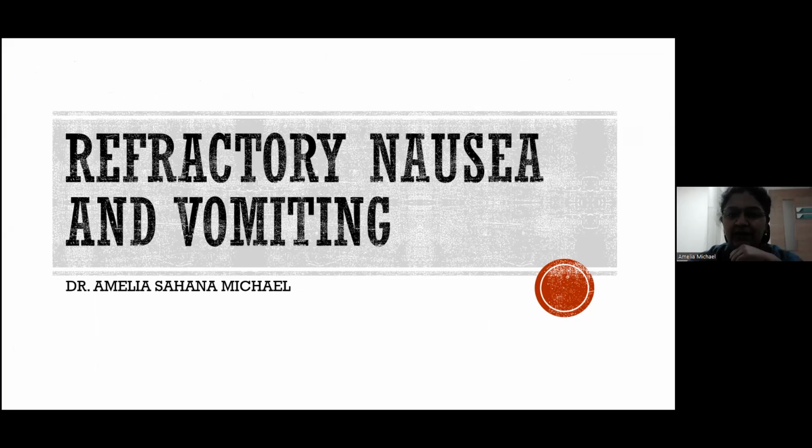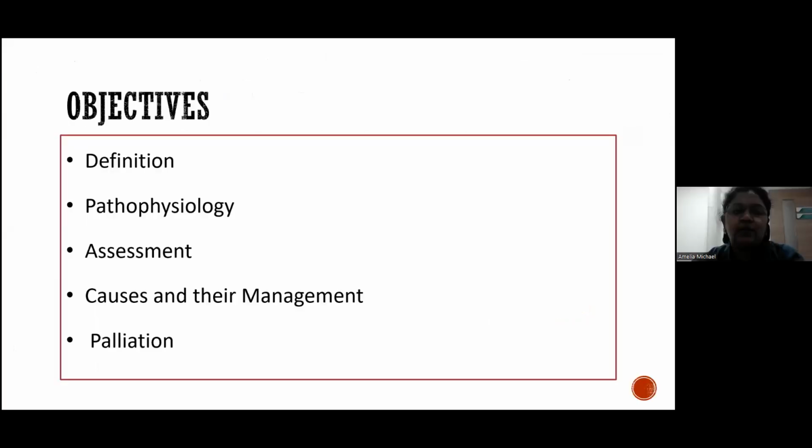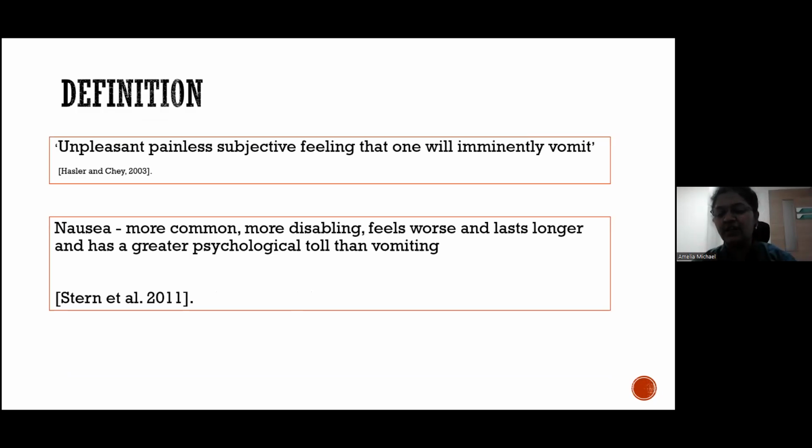So the topic that I also have is refractory nausea and vomiting. Can you see my screen, please? Yes, we can. Okay, so I'm going to try and do definition, the physiology, causes, their management, and palliation. Let me start off with definitions.